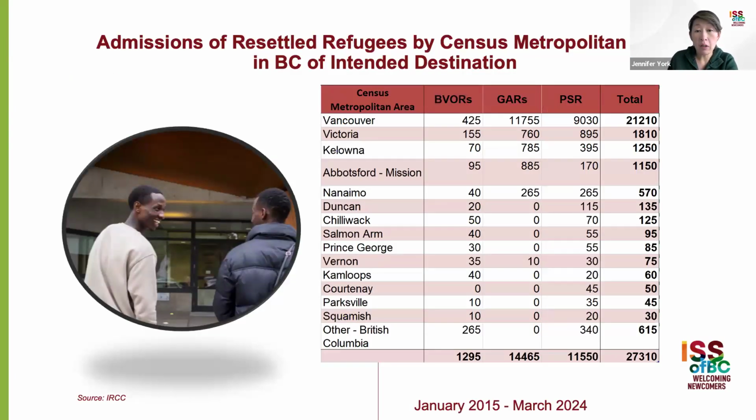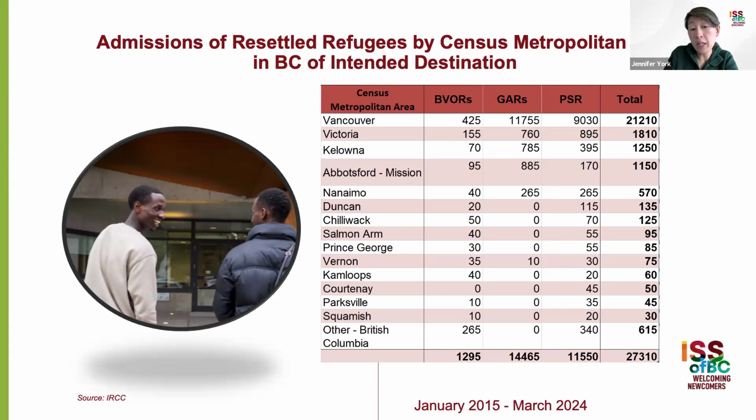And so here is something that this information is from IRCC, and it's admission of resettled refugees by census metropolitan area in BC of intended destination. And this data is quite long. It's from January 2015 to March 2024. You'll see that most of the government assisted refugees are in Vancouver, but also in other cities such as Victoria, Kelowna, Abbotsford, Nanaimo. And this is because there are other RAP service providers as well, in addition to the Metro Vancouver with ISSofBC. What's also interesting is Vernon has some government-assisted refugees, and this is likely from Operation Syria.